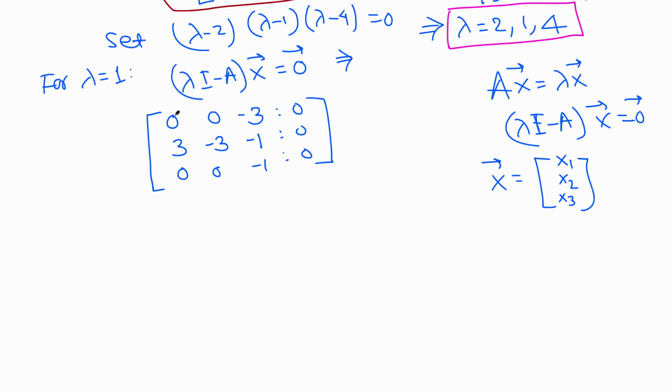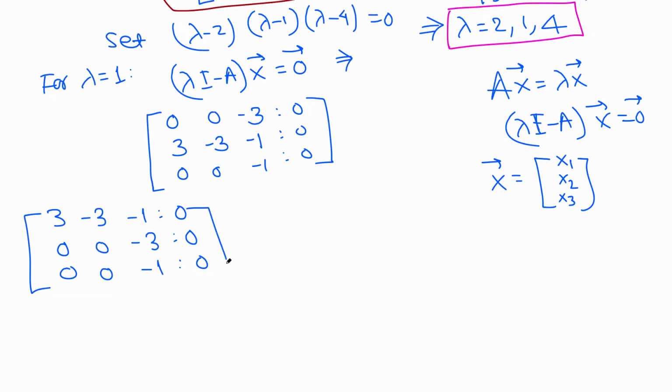Obviously we want to put 1 here, so swap, interchange row 1 and row 2. We get 3, negative 3, negative 1, 0, and the second is 0, 0, negative 3, and last is 0, 0, negative 1, 0. Okay, just interchanging row 1 and row 2. So here is a pivot, there is no pivot.